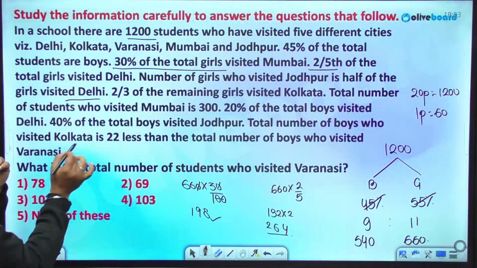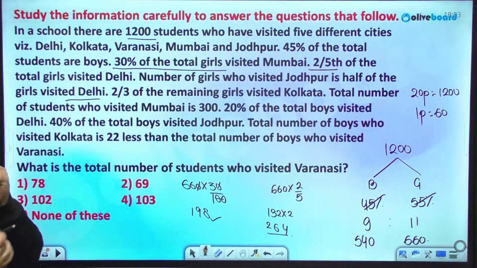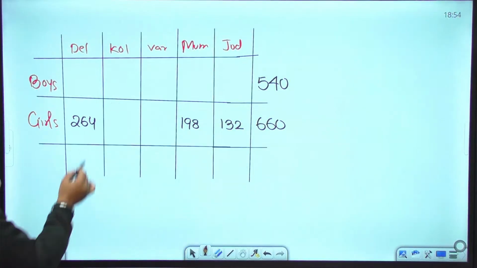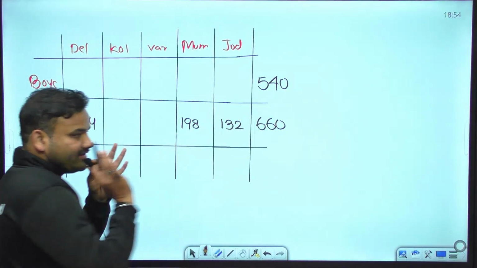2/3 of the remaining girls visited Kolkata. Fine. What is the remaining girls now? We need to find out the remaining number of girls. So adding all this value, we will be getting 660.